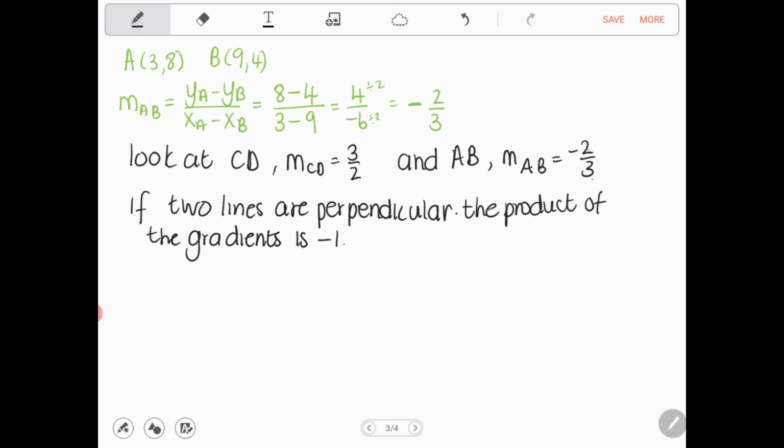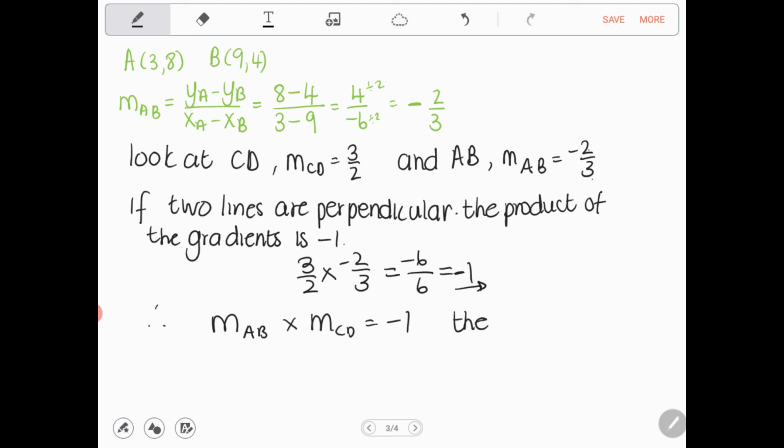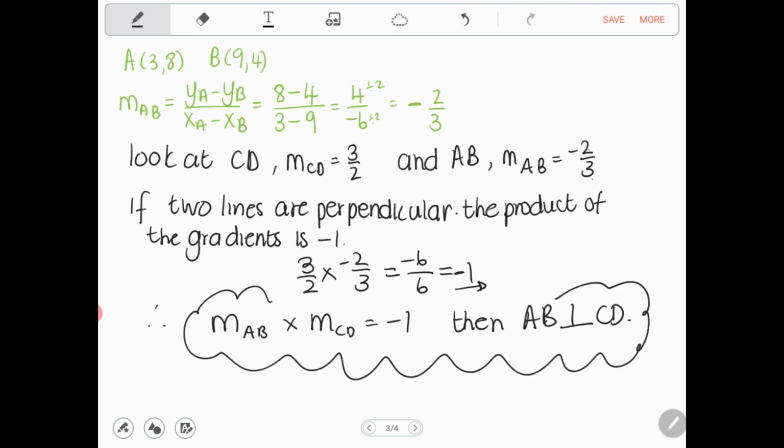Okay, so if we look at 3 over 2 times -2 over 3, can you see that gives me -6 over +6, which is -1. So what we can say is, if you check two lines, if the gradient of AB times the gradient of CD is equal to -1, then AB is perpendicular to CD. Okay, so that's what we know about perpendicular lines.